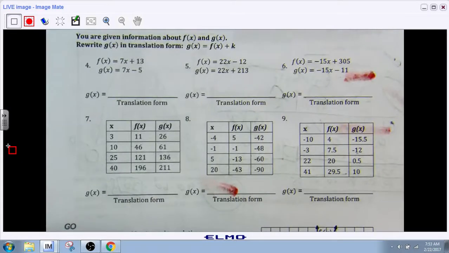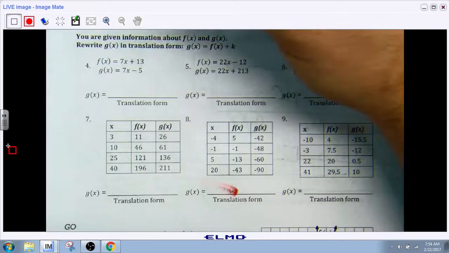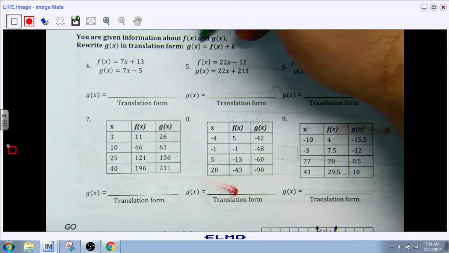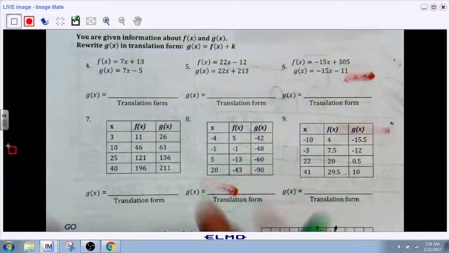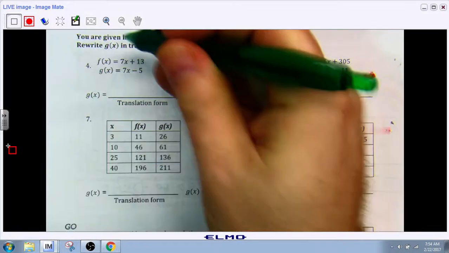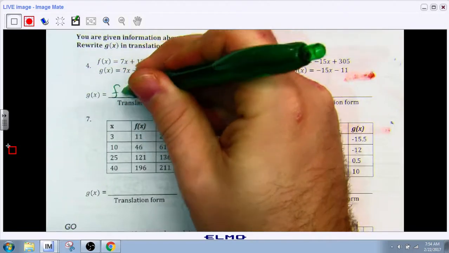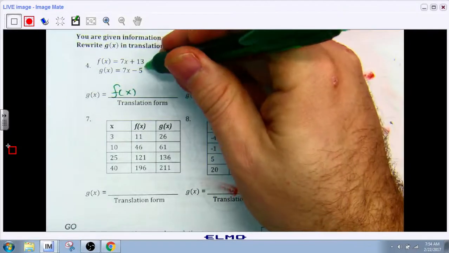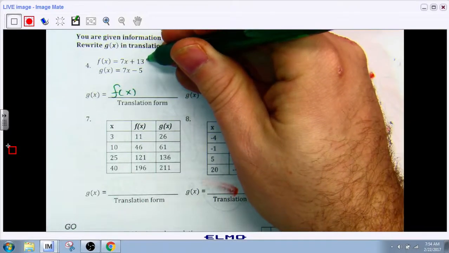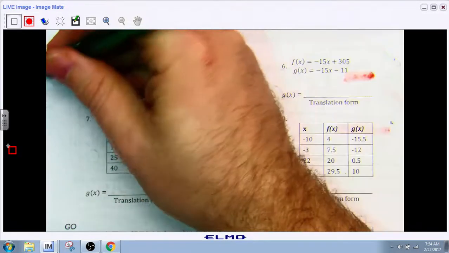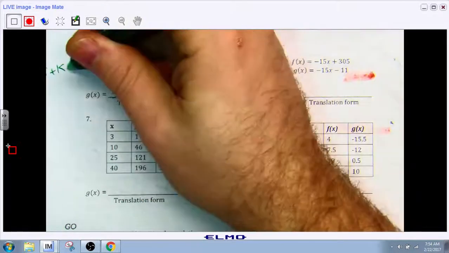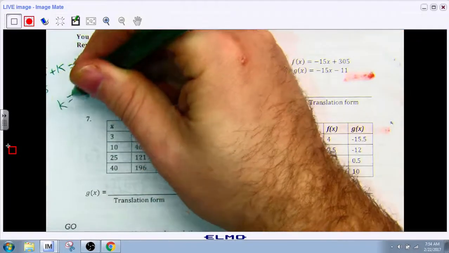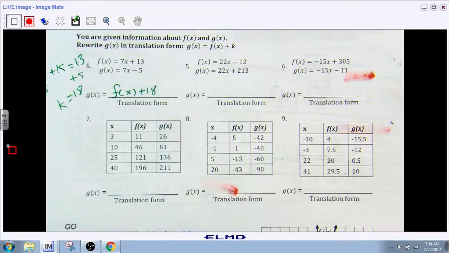All right. You were given information about f of x and g of x. Rewrite g of x in translation form such that g of x equals f of x plus k. So when I look at this, I have f of x, I have g of x. So I know g of x is going to be f of x plus some k. So what I have to figure out is what I have to do to g of x to turn it into f of x. So negative 5 plus some k is going to equal 13. So if I add 5, k equals 18. So I know that this is going to be plus 18.